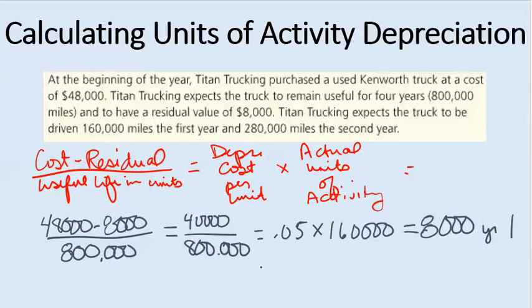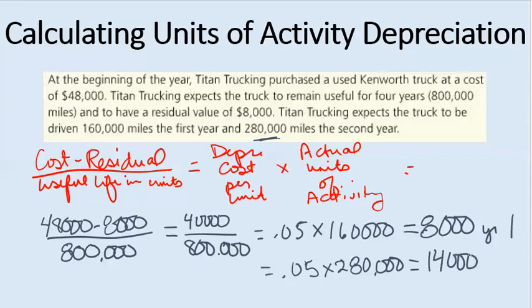Now we can do the same thing here in year 2. We take the same depreciation cost per unit. That's not going to change. What is going to change is the miles that were actually driven during that second year. In this case, it went up to 280,000. Perhaps they owned it a greater portion of the year. And that comes out to, let's see, 14,000. So every year it may be different. So this method is pretty good when we do have fluctuations in our activity.